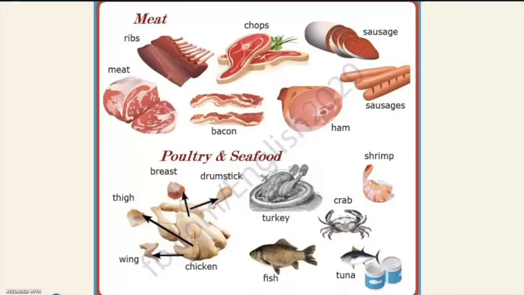What about meat? We have different kinds of meat. For example, meat, ribs, chops, sausages, ham and bacon. As for chicken, we have different parts of chicken. For example, the wing, thigh, breast and drumstick. Other kinds of meat include turkey, seafoods such as fish, crab, shrimp, as well as tuna. I'm sure you have eaten some of these kinds of meat before.